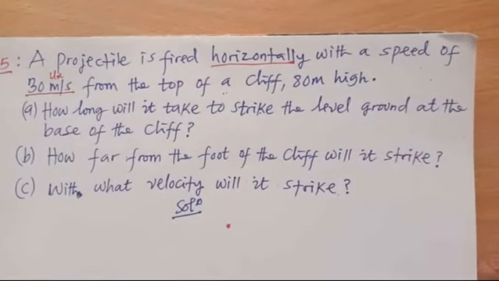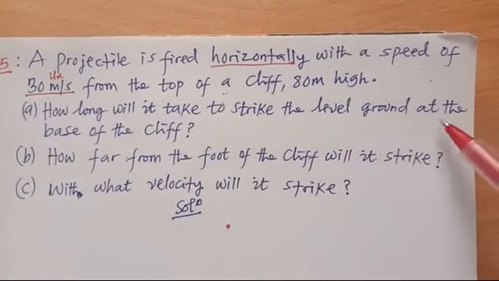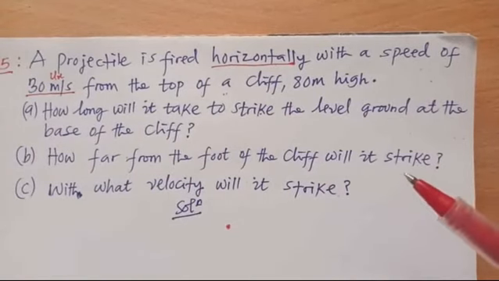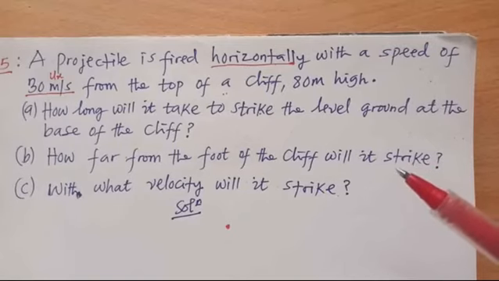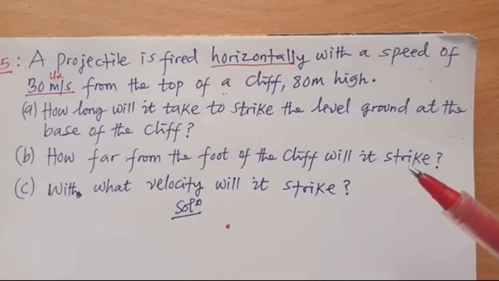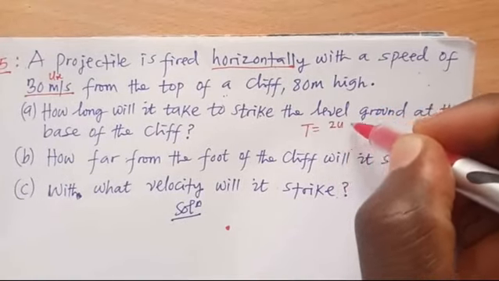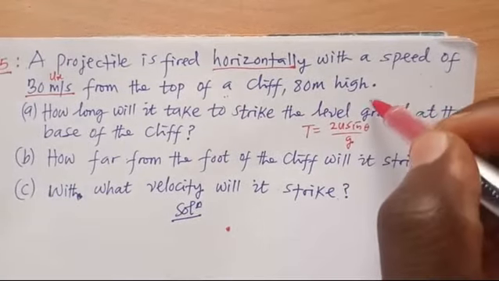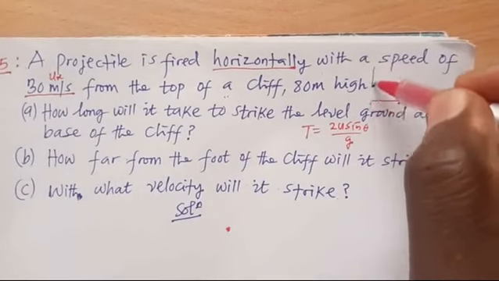The first question says, how long will it take to strike the level ground at the base of the cliff? So you see here we don't use the equation for the time of flight. We do not use that. The equation for the time of flight says t is equal to 2u sine theta divided by g.